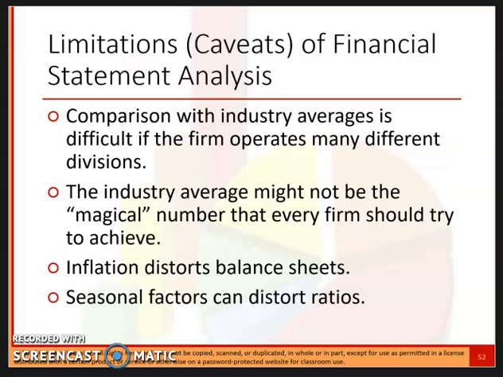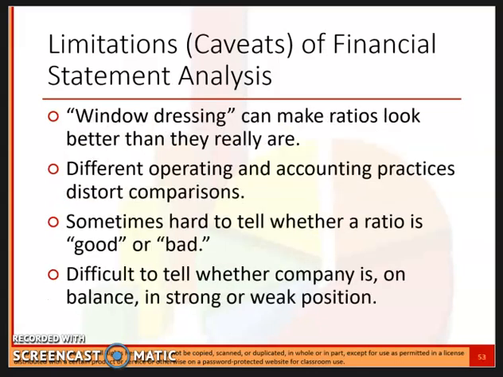Inflation can distort balance sheets. Seasonal factors can distort them. Window dressing can make financial ratios look better than they actually are. Different operating and accounting practices can also distort comparisons. We mentioned FIFO and LIFO, for example, at the beginning of this chapter. So it can be hard to tell whether a ratio is bad or good.